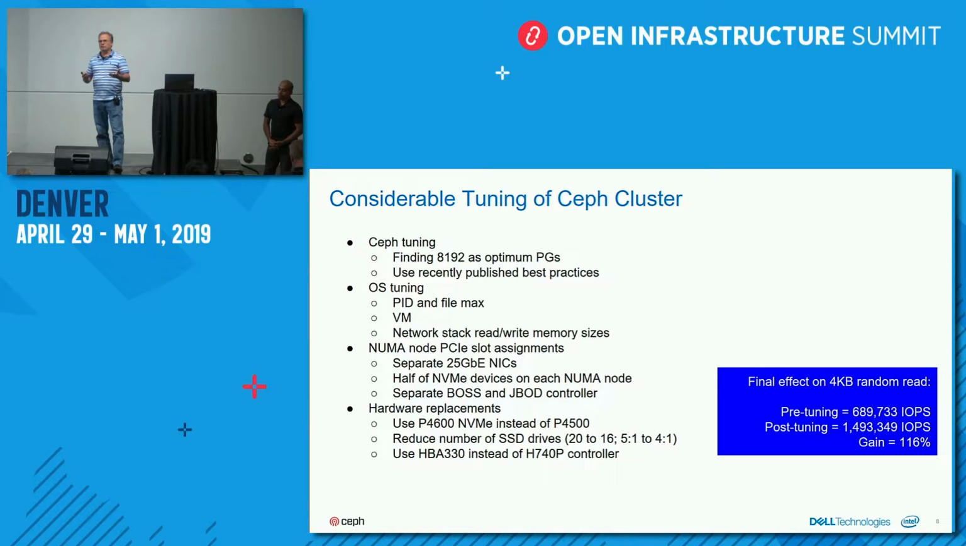Of course, Ceph tuning is the first one that comes to mind. Finding 8192 as the optimum placement groups was kind of a key thing from a Ceph tuning standpoint. As far as the other Ceph tuning parameters, we really relied pretty heavily on recently published Ceph tunings. And what we found is that what's currently published in recent publications is quite good. So more or less that's what we use for our Ceph tunings.